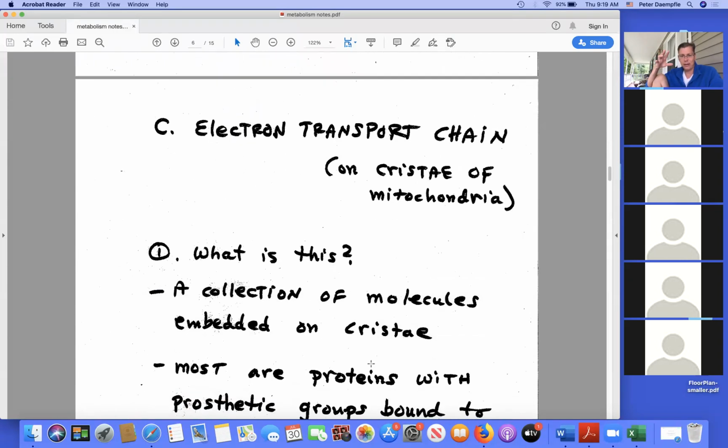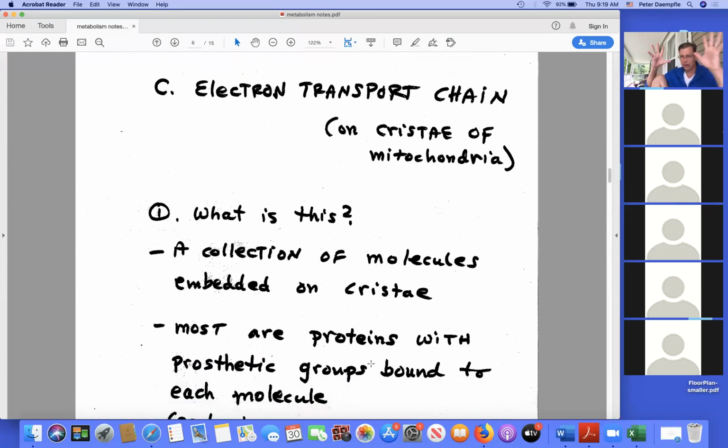So where does it happen? In the electron transport chain. That is the main function of the electron transport chain, to convert those high energy molecules to ATP. So again, the electron transport chain occurs in the cristae, or the inner folds of the mitochondria. It's a collection of molecules embedded in the cristae of the mitochondria. It's in figures 4.15 and 4.16, okay?